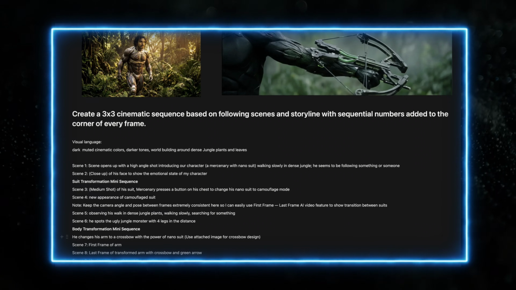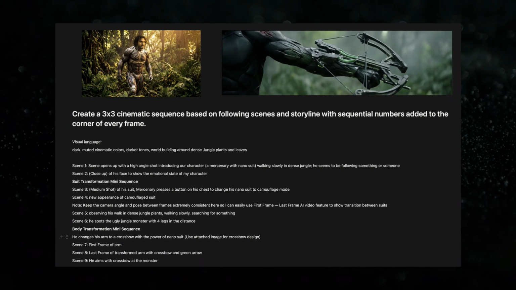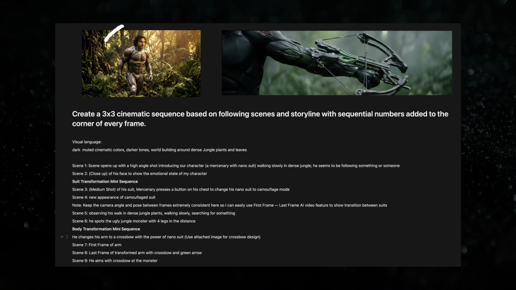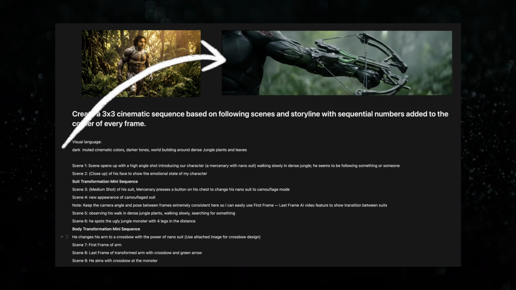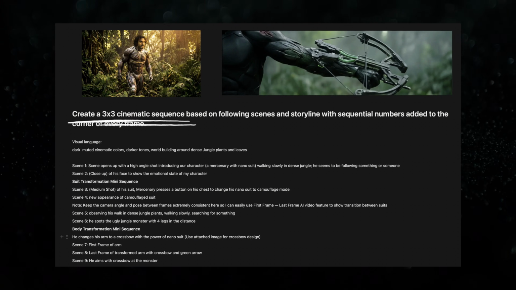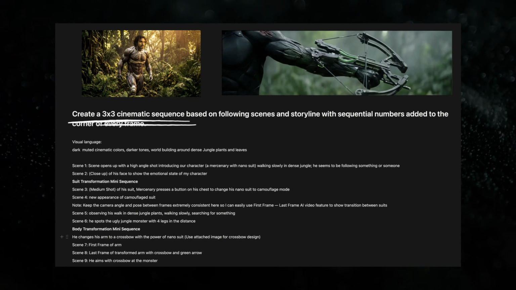To achieve this cinematic sequence grid, you can use this prompt on the screen. First, as you can see, I attached the full body shot I showed you at the beginning to tell the model that this will be my character. I also attached an arm design of the suit with a crossbow. You can start your prompt with this: Create a 3x3 cinematic sequence based on the following scenes.